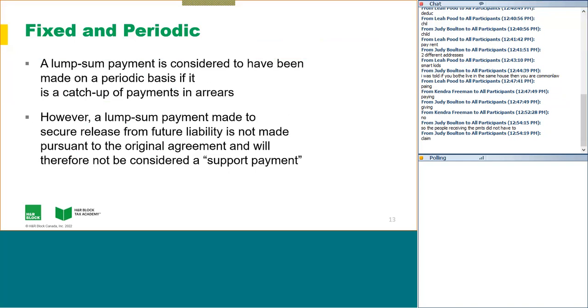And Judy, the people receiving the payments did not have to report it as income. It did not show up on their tax returns either, which is nice for them because it was spousal support, which is normally taxable.